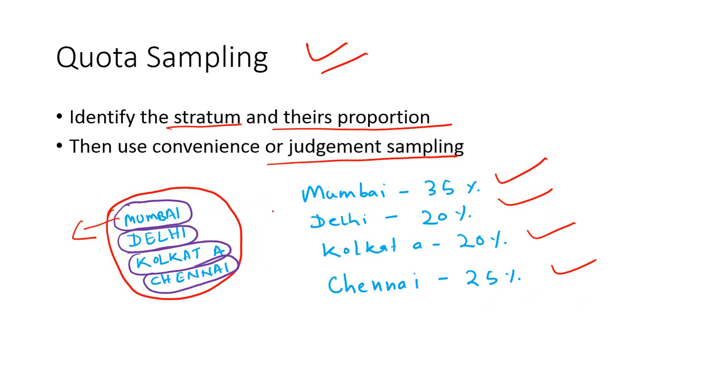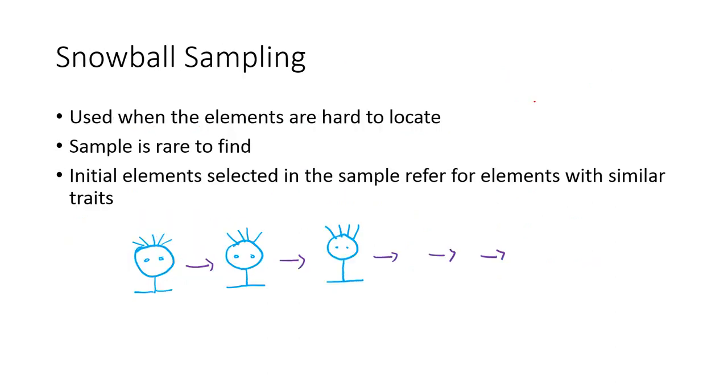So you just select the elements from each one of these categories purely on judgment, or purely on convenience. Like if somebody is easily reachable, just go out to him and select him as part of your sample. It's very important in market research, areas where you're doing surveys. So this is useful for social science and management research scholars.